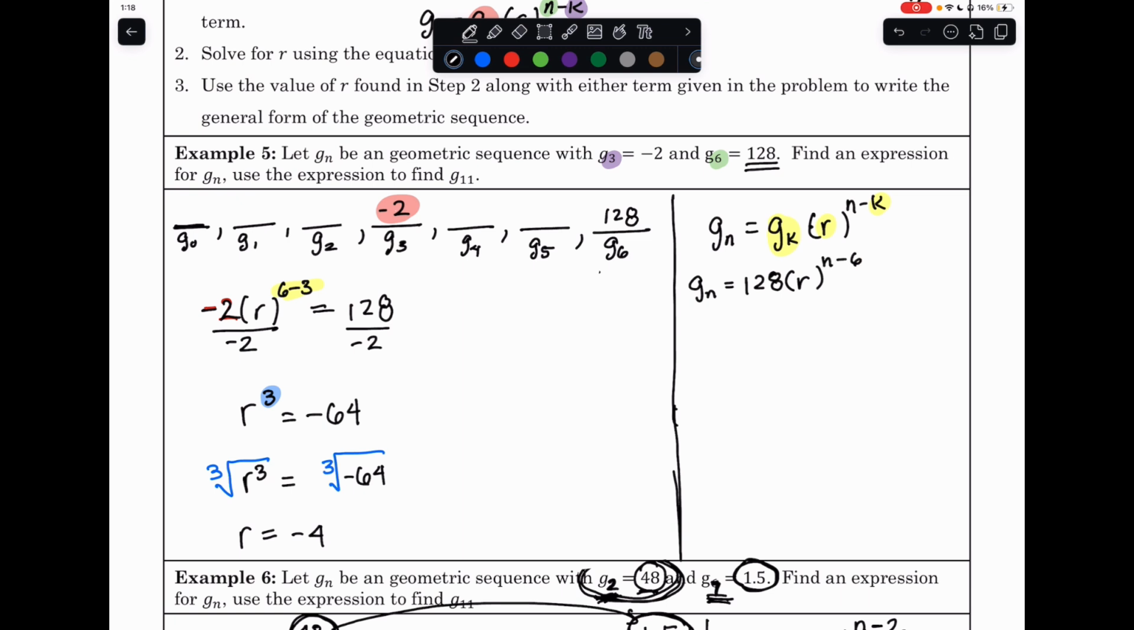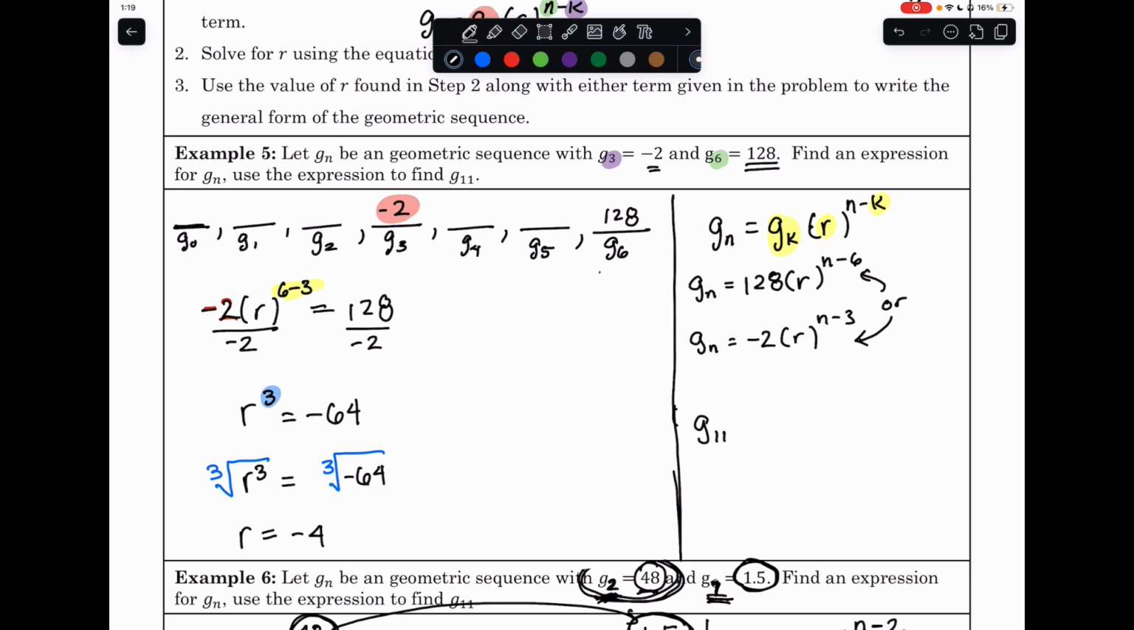Okay, so that's one reasonable equation. That's an acceptable equation. Or if I use -2 instead of 128 for the g of k, r would have to be raised to the n minus 3 power, which again is an acceptable value to use. So either one of these equations is an acceptable formula for g of n. And either one can be used to evaluate g of 11.